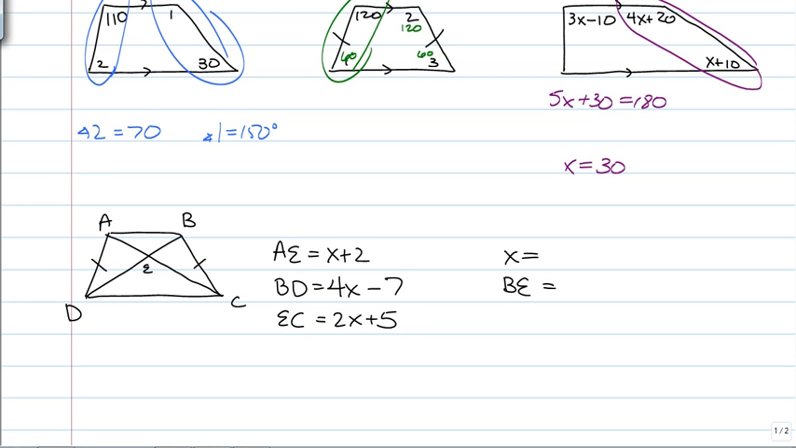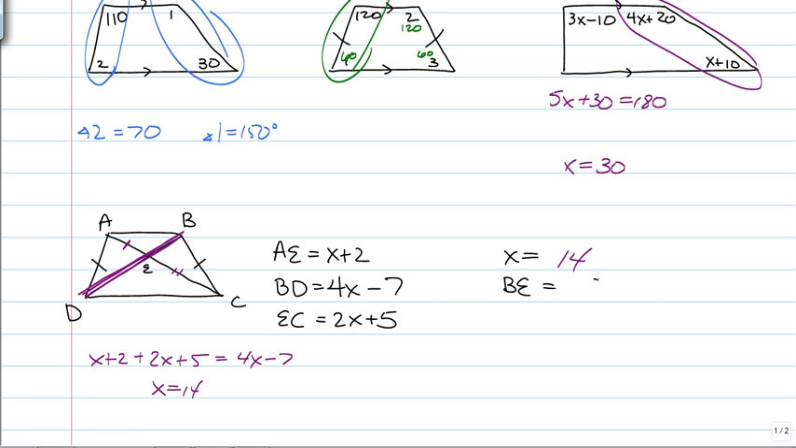Here's one that's going to work with some diagonals. So we know that AE is x plus 2. That's this little guy right here. We know that BD is 4x minus 7. That's the whole thing. And then we know EC is 2x plus 5. So because the diagonals of an isosceles trapezoid are congruent, you need to add the two little ones, so x plus 2 plus 2x plus 5, and you set that equal to the big full-length diagonal, which is 4x minus 7. After you do that, you're going to get x is equal to 14, and you are good to go.